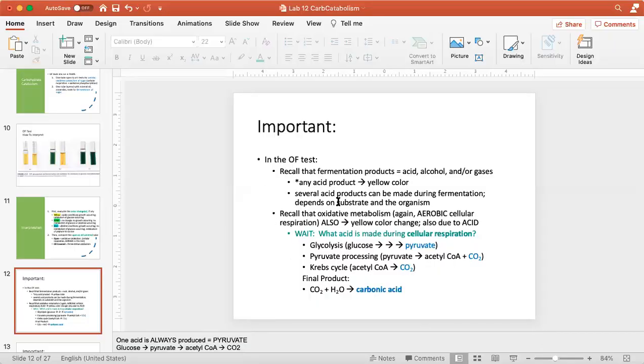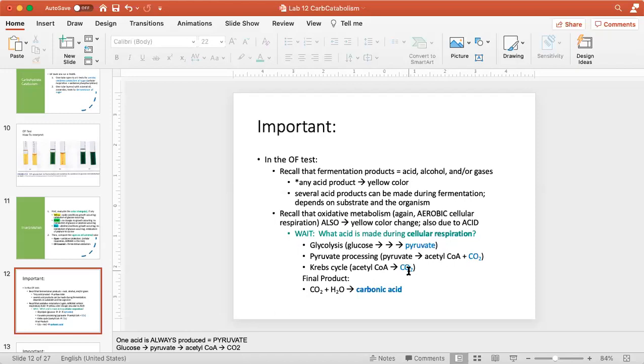Now let's talk about the oxidative tube, the cellular respiration tube. Remember, it's aerobic. That one also turns yellow when aerobic cellular respiration is going on. So where is that acid coming from? Remember what cellular respiration is. It's a series of metabolic pathways that breaks glucose down. Glycolysis takes glucose to pyruvate. Pyruvate processing takes the pyruvate and converts it into acetyl-CoA and carbon dioxide. The Krebs cycle then takes the acetyl-CoA and converts it to carbon dioxide. By the end, the glucose has been broken down into carbon dioxide.